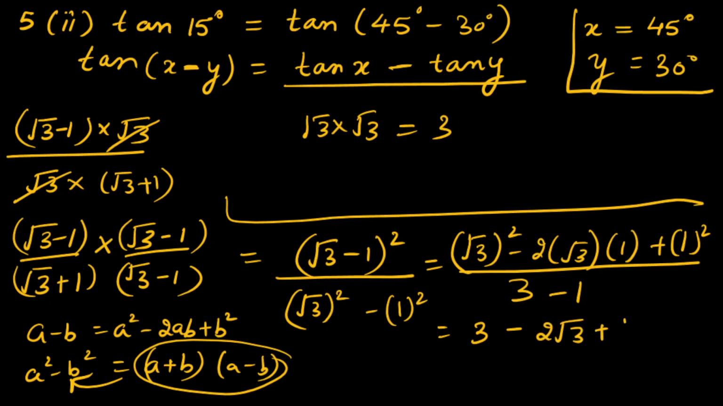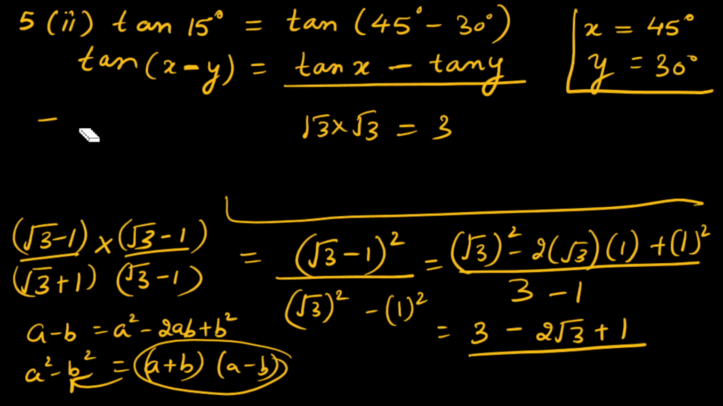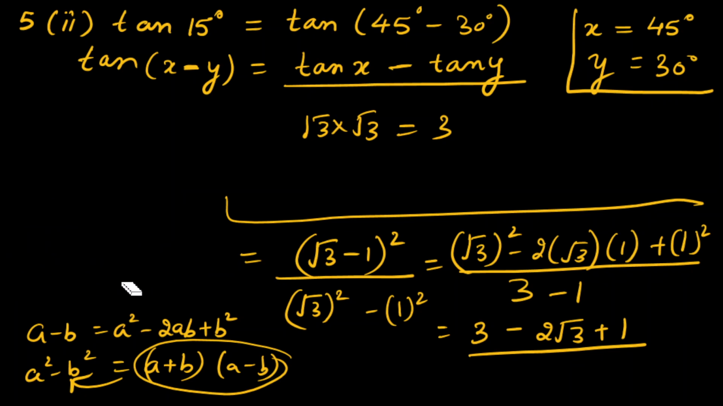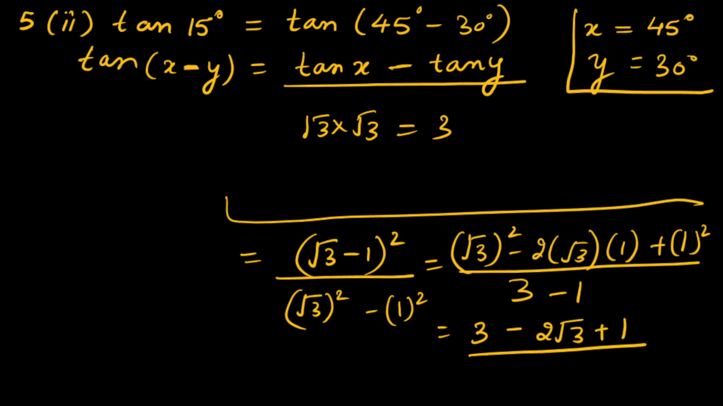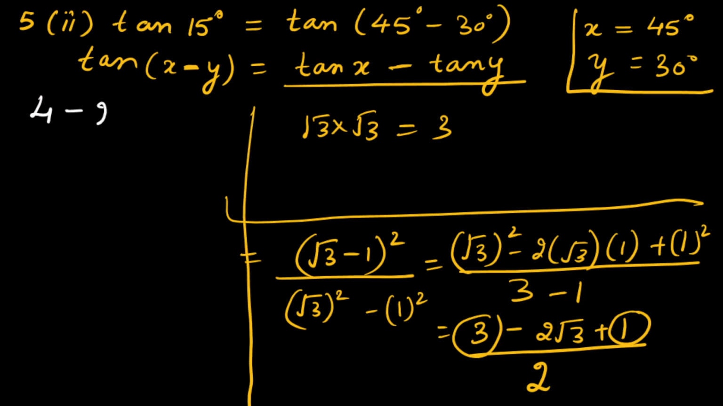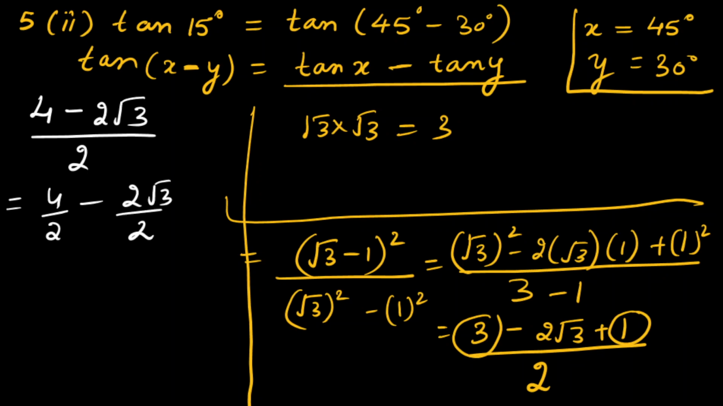Now again on this side I need to simplify; this question is a little lengthy. So let us solve this one. 3 minus 1 is 2. Now this 3 and 1 are like terms, so 3 plus 1 we can add. 3 plus 1 is 4. So we have 4 minus 2 root 3 by 2. Now we can write it separately: 4 by 2 minus 2 root 3 by 2. So 4 and 2 we can cancel, giving 2, minus, here also 2 and 2 will get cancelled. So 2 minus root 3 is the answer.